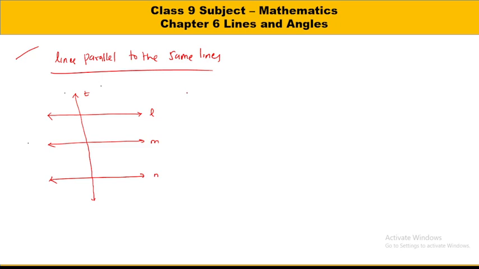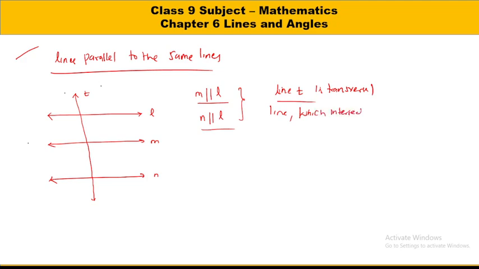And in this figure we see that line M is parallel to line L and line N is parallel to line L, and your line T is a transversal line which intersects line L, line M and line N.